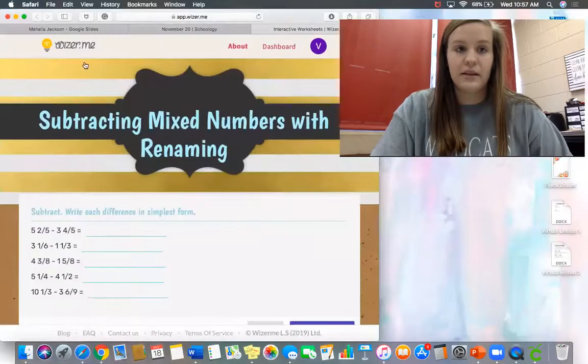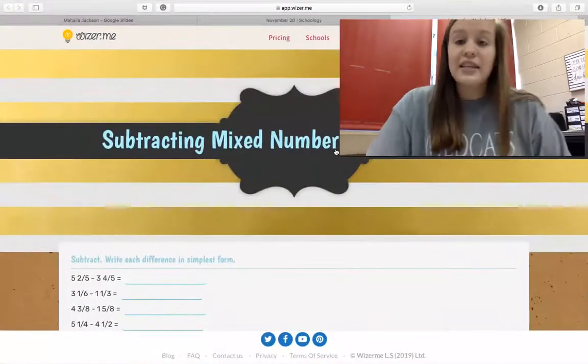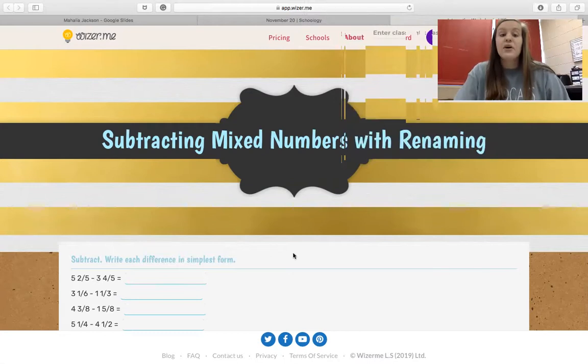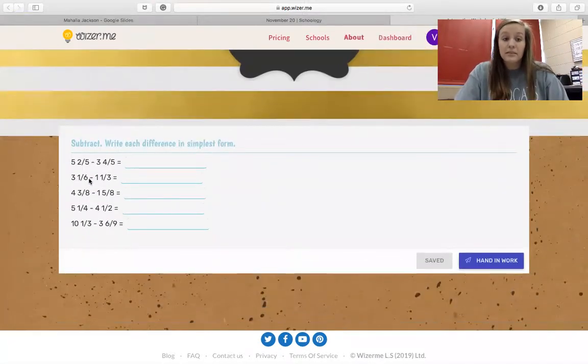See if I can pull it up really quick. Alrighty, so when you get to your assignment, it will say subtracting mixed numbers with renaming. Okay, you are then going to have problems right here, and these are actually the problems you're going to have. And the fractions look a little different. This is just 5 and 2/5. So the first number is the whole number, and then the next numbers are the fractions. So this is 5 and 2/5 minus 3 and 4/5, and they all have a whole number and then a fraction afterwards.